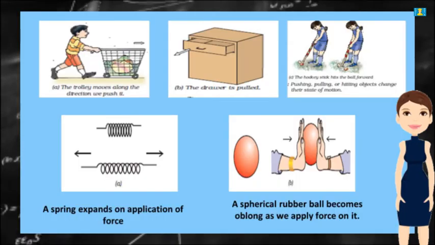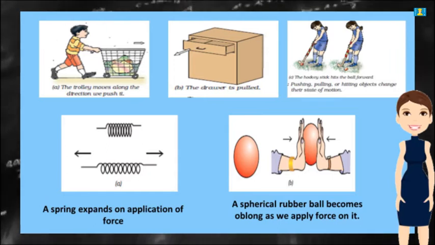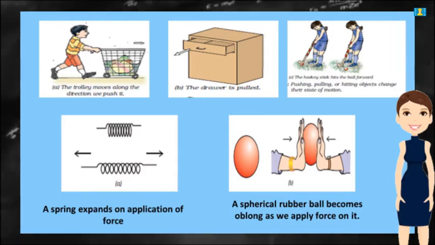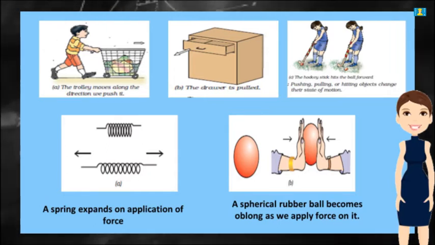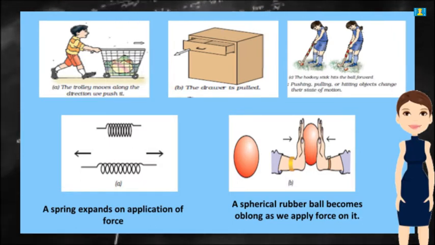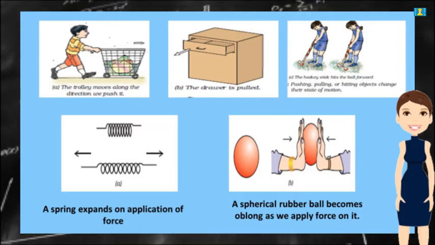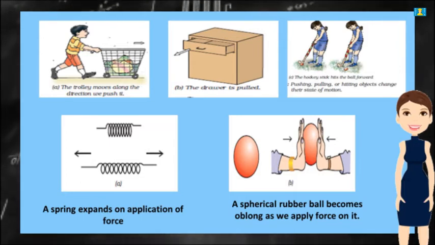For example, the trolley moves along the direction we push it. The drawer is pulled. Pushing, pulling or hurling objects change their state of motion. A spring expands on application of force. A spherical rubber ball becomes oblong as we apply force on it.